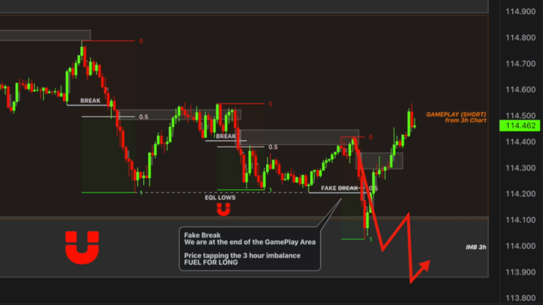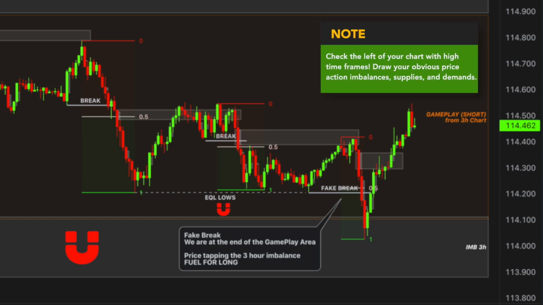This is why I keep saying this. First, analyze high time frames, especially the left of your charts. Just go as much as you can, draw your imbalances, order blocks, and be aware of what is happening in the high time frames. I hope this clears why there are so many fake setups to hunt traders.